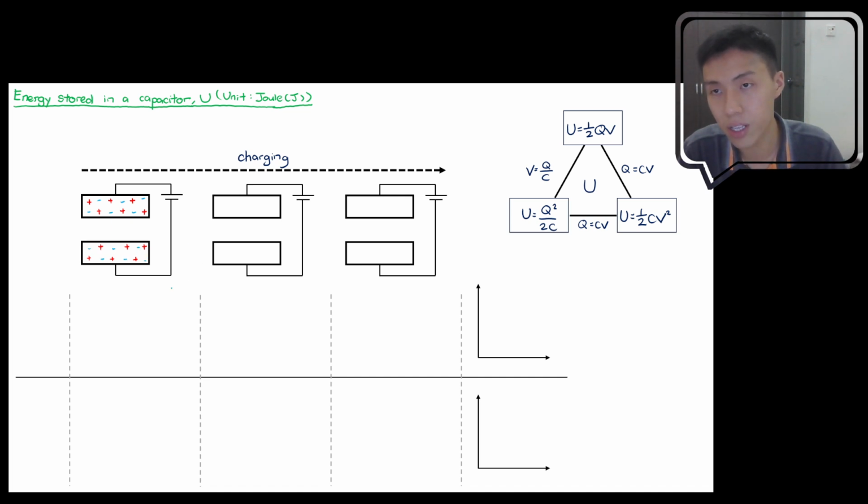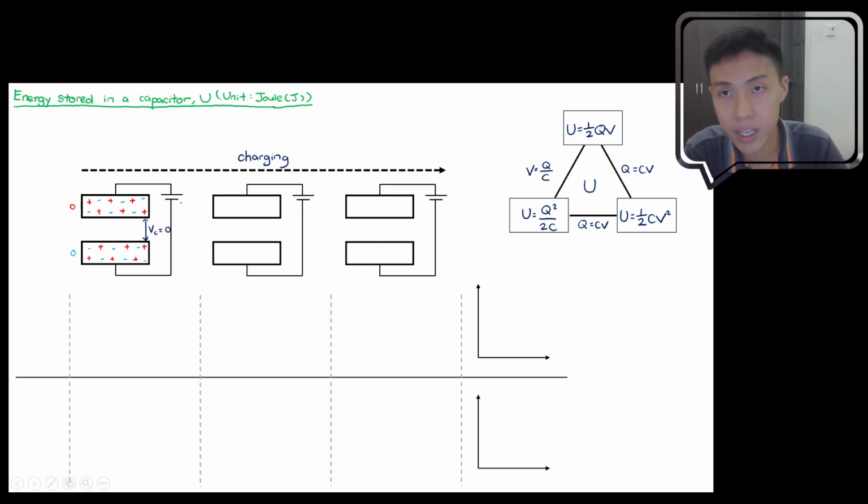Okay, so right now I can tell you confidently that there's no charge stored in this plate initially, so the charge stored is equal to 0. At the same time, because there's no charge stored in the capacitor, you should expect that there is no potential difference across the capacitor as well. So at this stage, V capacitor, the voltage across the capacitor, is equal to 0.